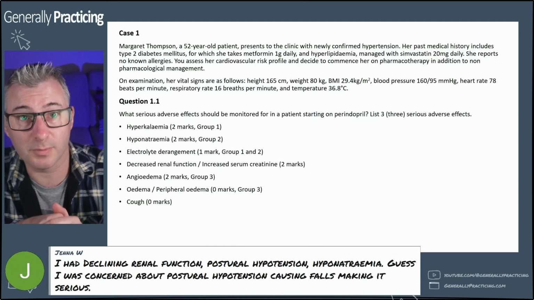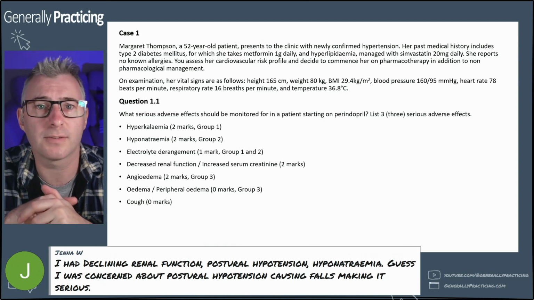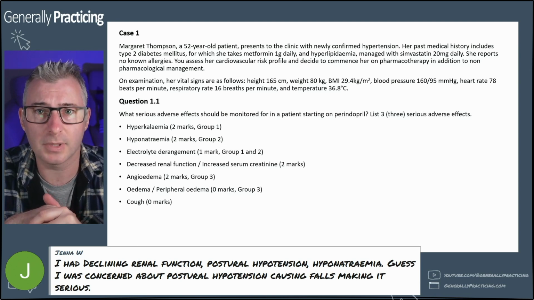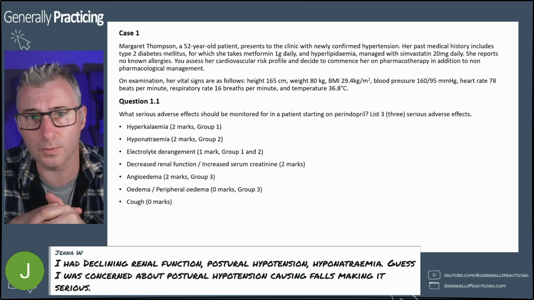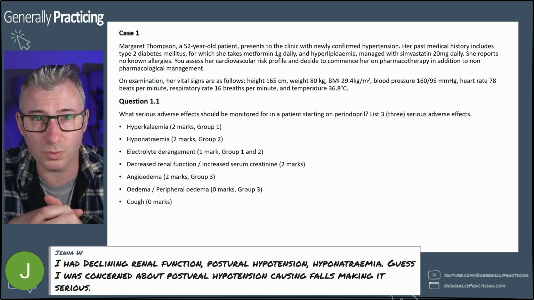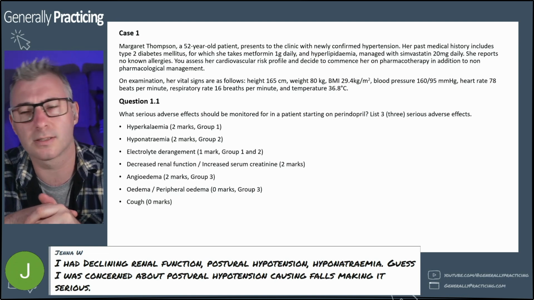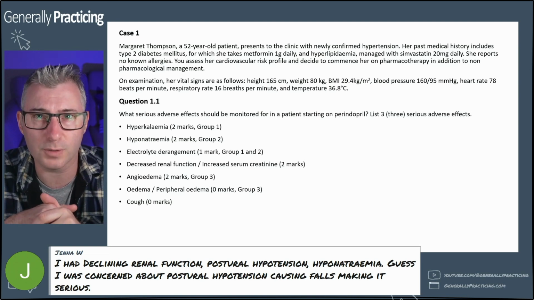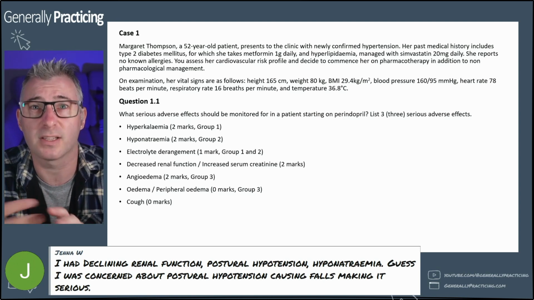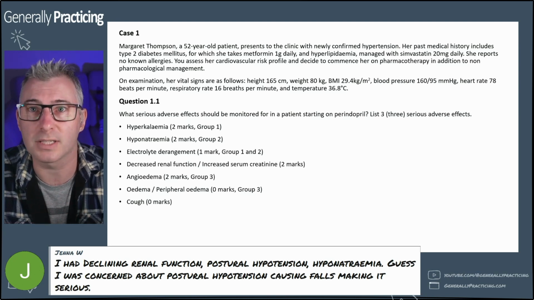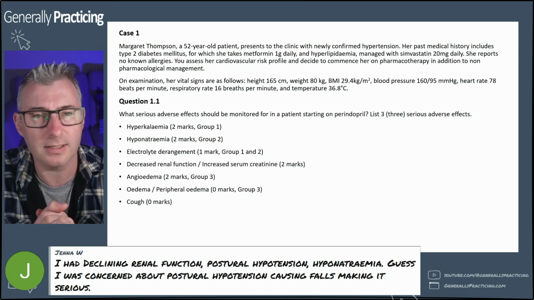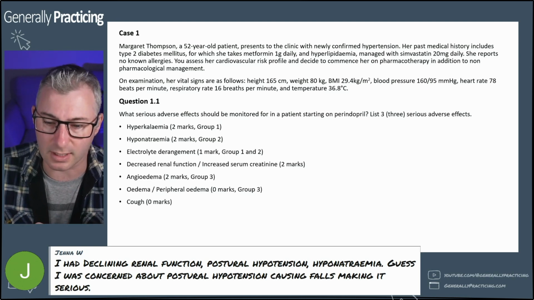We do have some responses in from the chat, so we do have declining renal function, postural hypotension, hyponatremia. Postural hypotension in terms of, yes, causing falls, making it serious. Yeah, I think actually you probably would get that over the line. I guess it's usually not that severe for most patients, and it tends to be more the old and frail. Having said that, we have specified this patient here does take metformin, has dyslipidemia. We do have a bit of multimorbidity here, so given that's the case, I suspect you probably would actually get some marks there, so well done.